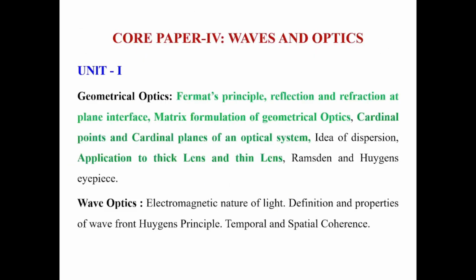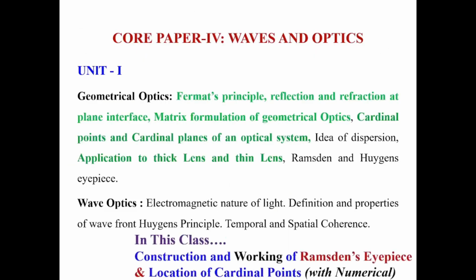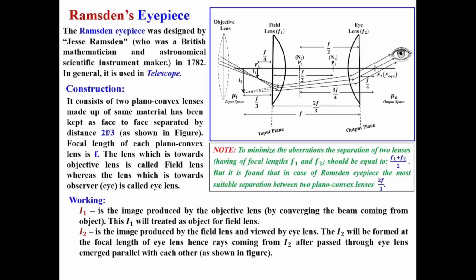In this class, we are going to discuss the construction and working of the Ramsden eyepiece and the location of its cardinal points with an important numerical. Okay, so let us start. Here, this figure represents the construction of the Ramsden eyepiece. Before we discuss its working, first we have to know who Ramsden was.